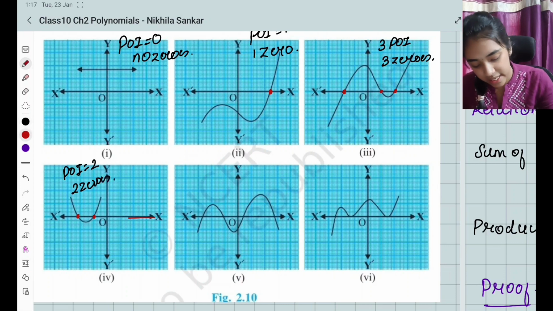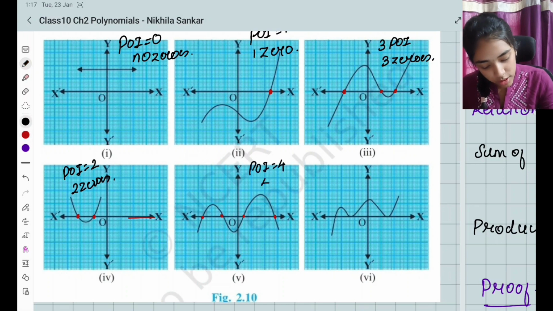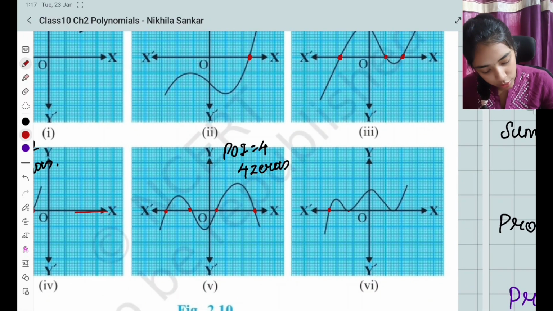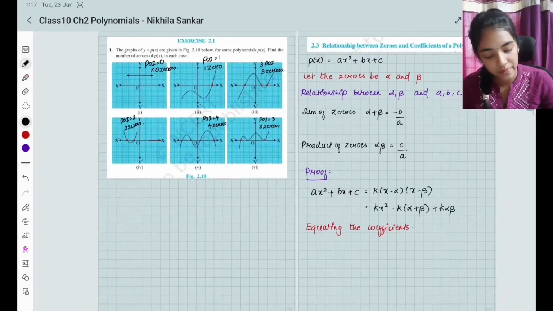Okay, next case la I have 1, 2, 3, 4. So I have point of intersection equals 4. So I have 4 zeros. Okay, then next case you have 1, 2, 3. Only 3 points of intersection. Careful ah podunga. So you have point of intersection equals 3. So we have 3 zeros in total. Okay, please copy.